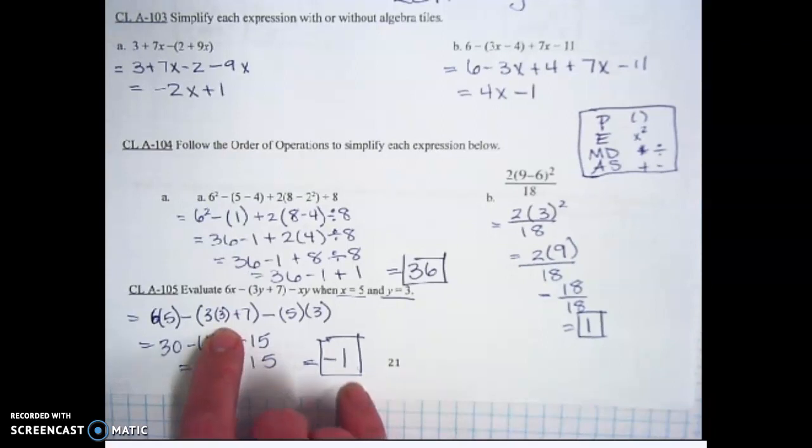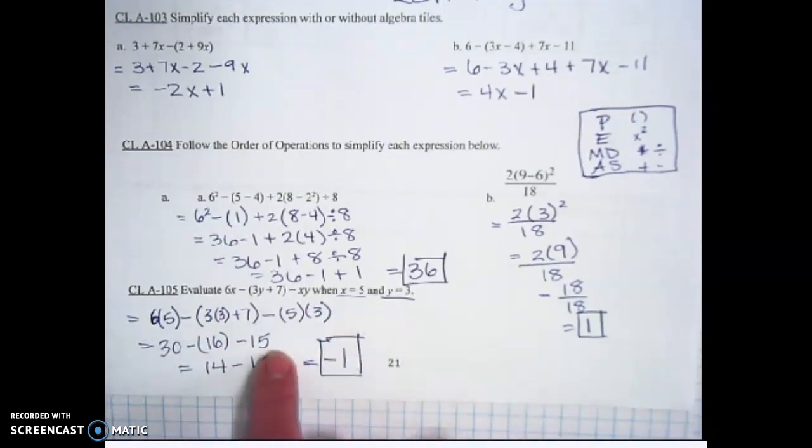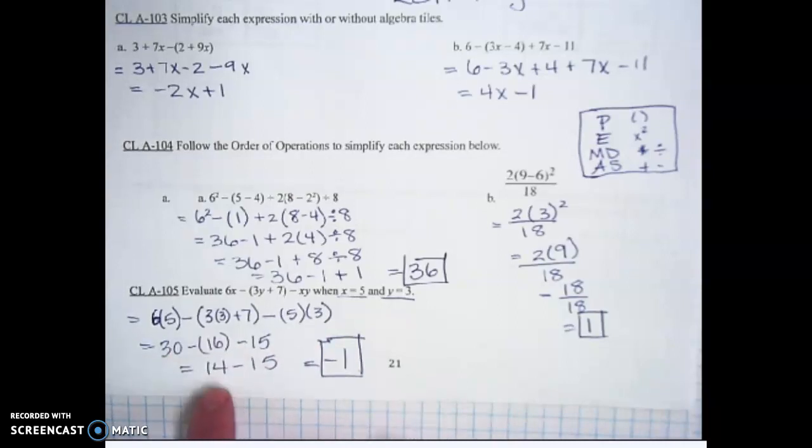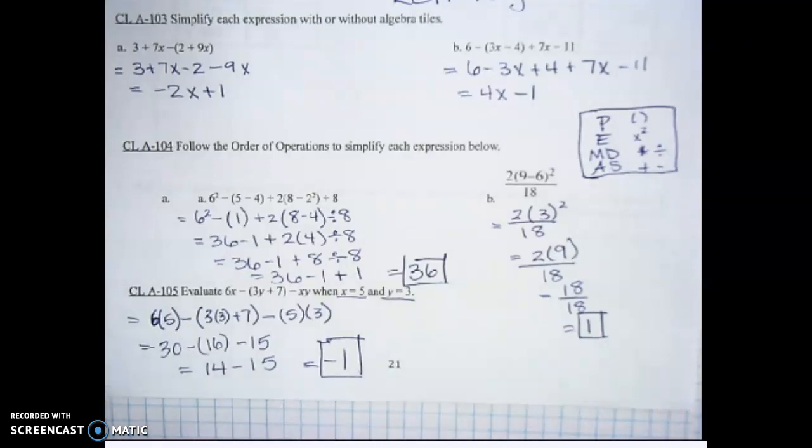3 times 3 is 9. 9 plus 7 is 16. 5 times 3 is 15. So 30 minus 16 is 14. 14 minus 15 is 1. All right, turn to the next page.